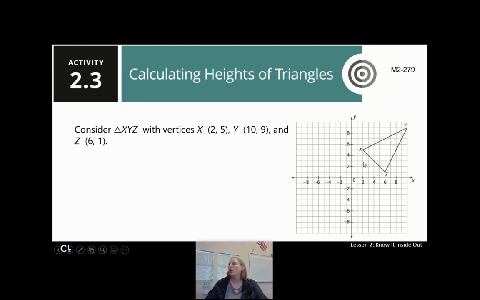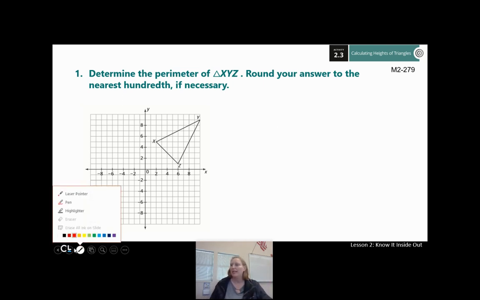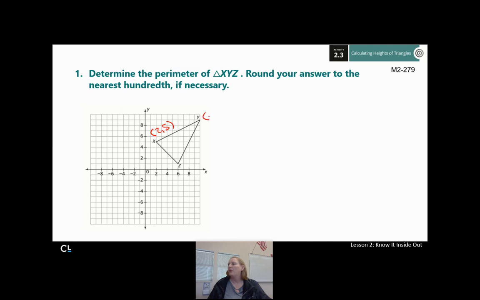So we're taking a look at triangle XYZ, and it has vertices at (2, 5), (10, 9), and (6, 1). Now, first step isn't that bad. In fact, let me put it here. I know you guys have it on your page, but I turned the page and now I can't see things, right? So we said that point X was at (2, 5). We said that Y was at (10, 9). And we said that Z was at (6, 1).